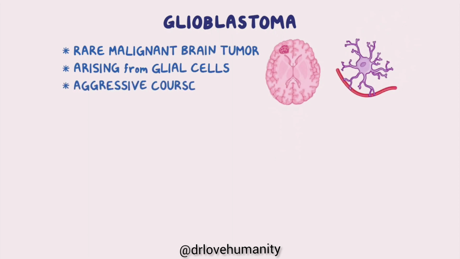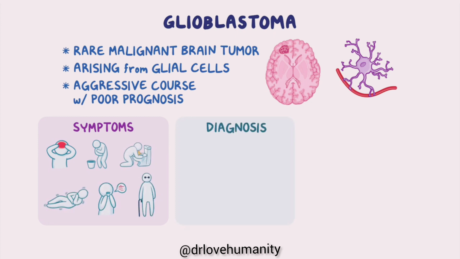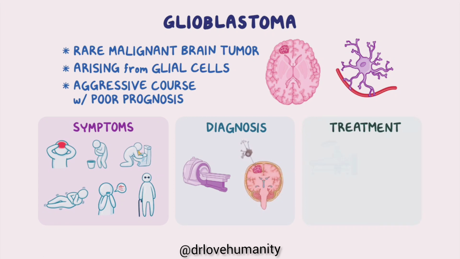All right, as a quick recap, a glioblastoma is a rare malignant brain tumor arising from glial cells and has an aggressive course with poor prognosis despite treatment. Symptoms generally include a combination of headaches, nausea, vomiting, seizures, and neurological deficits. Diagnosis is made through imaging of the brain, with confirmation via tissue biopsy. Treatment generally involves a combination of surgery, chemotherapy, and radiotherapy.